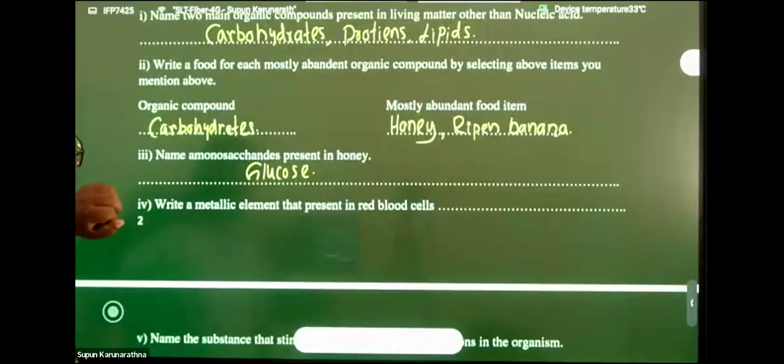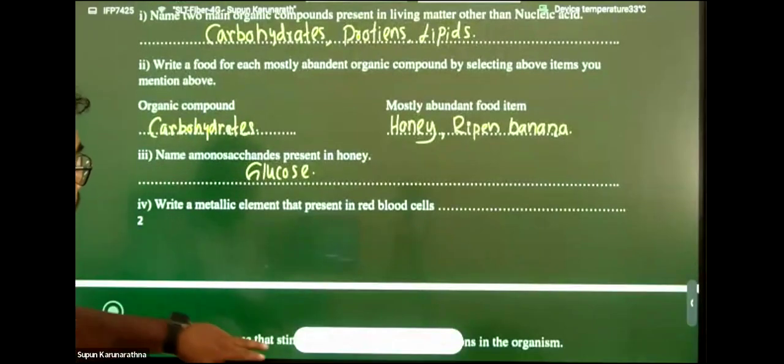Write a metallic element present in red blood cells. What is the metallic element present in red blood cells? It's iron.